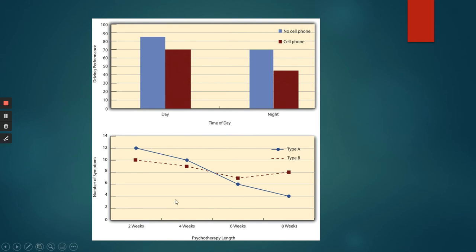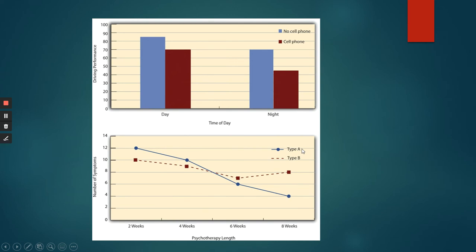This is a separate study. So number of symptoms. I'm assuming this is some sort of physiological or physical symptoms. And then we have two variables. We have the length of psychotherapy. So it looks like we have 2 weeks, 4 weeks, 6 weeks, and 8 weeks. And then we have two types. I'm not quite sure what these types are.